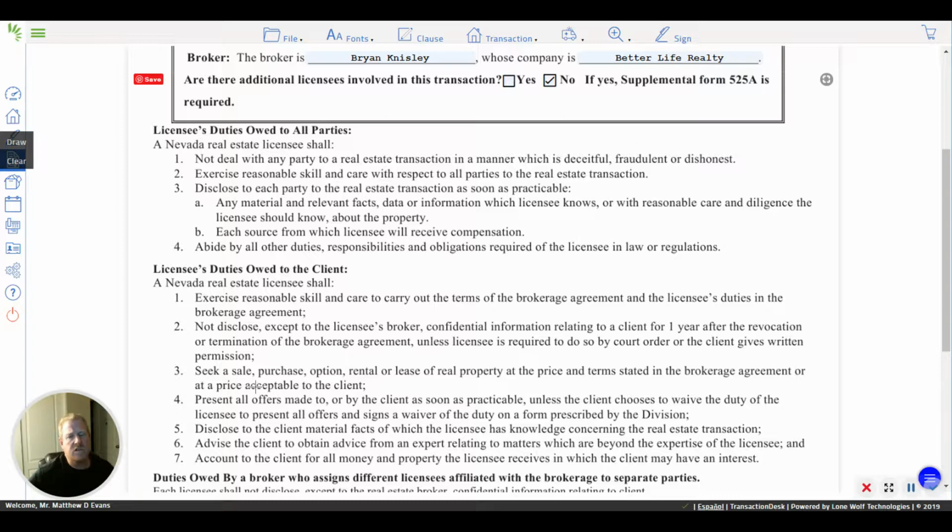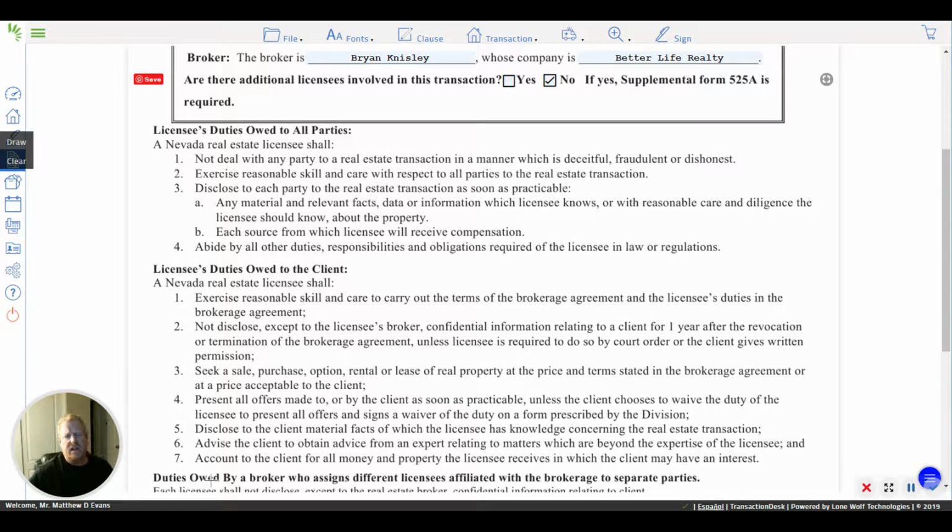Also, I must disclose to the client material facts that the licensee has any knowledge of concerning the real estate transaction. Once I know something, I can't unknow it. As my client, you have disclosure and confidentiality with me. So if you do tell me something, that's where that year comes in: I will not disclose that to other people because you are my client.